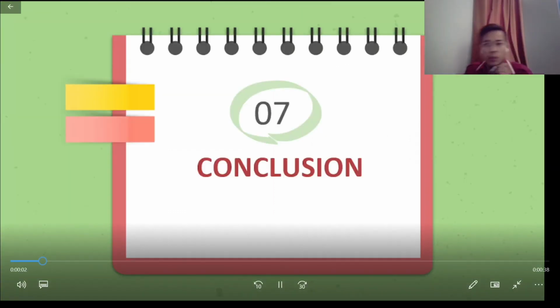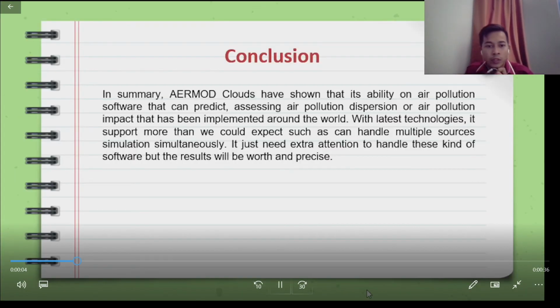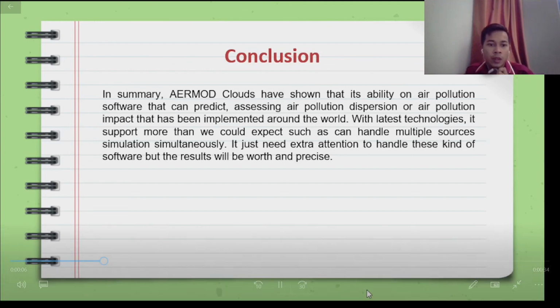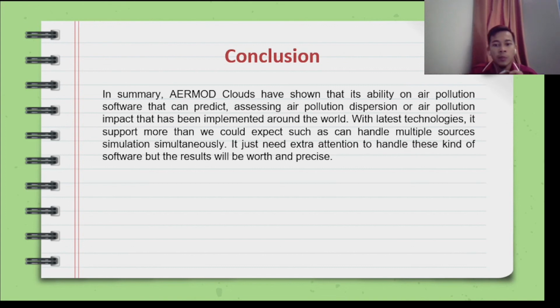Lastly is the conclusion. In summary, AERMOD Cloud has shown its ability as air pollution software that can predict and assess air pollution dispersion or air pollution impact, and it has been implemented around the world. With the latest technology, it supports more than we could expect, such as handling multiple source simulations simultaneously. It just needs extra attention to handle this kind of software, but the result will be worth the effort.